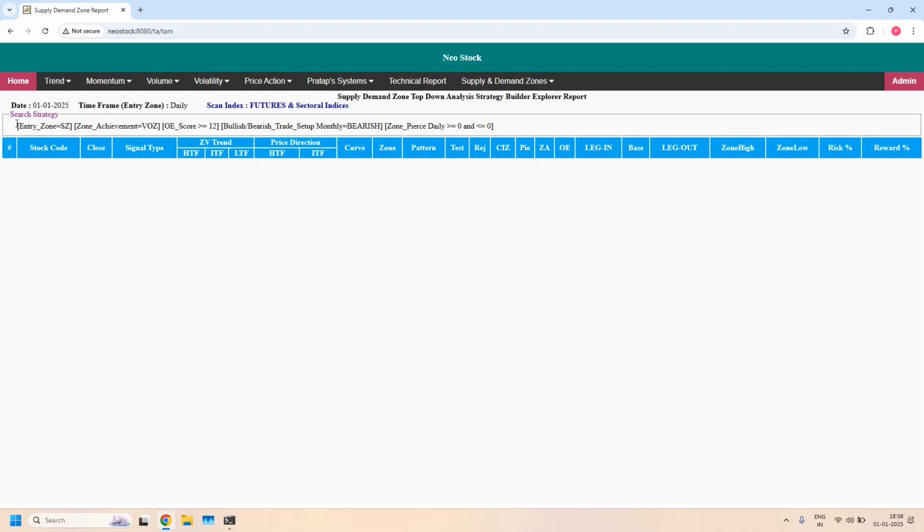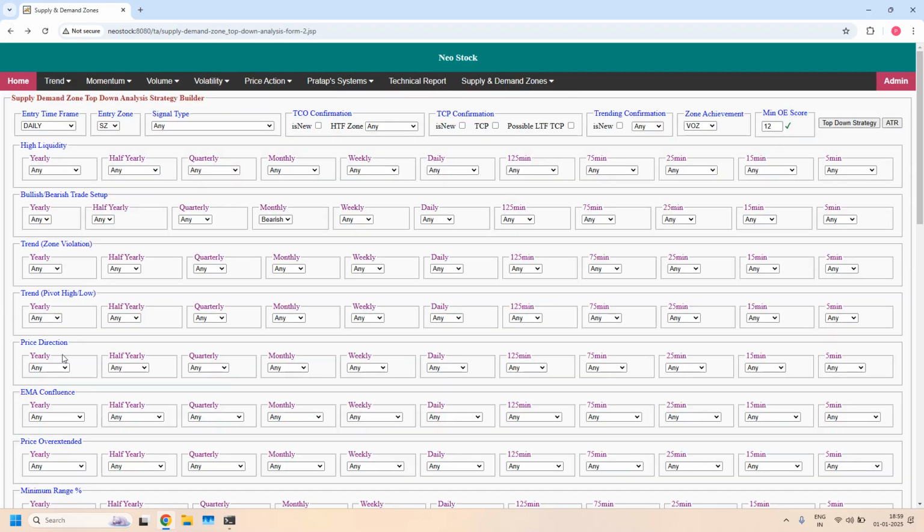If you have any questions, look into this search strategy. This tells you anything. See, zone achievement VOZ. Odd enhancer score greater than 12. Bullish trade setup should be monthly time frame. Some mistake here. See, we identified the mistake by seeing this. You need to set this parameter on the LTF time frame, but not HTF time frame. That's why we didn't get the stocks. I made a mistake here. So let me change the mistake.